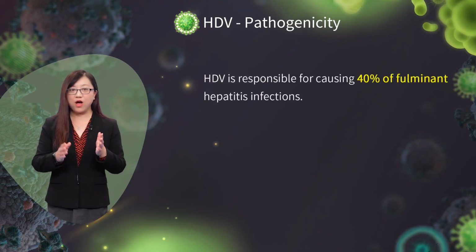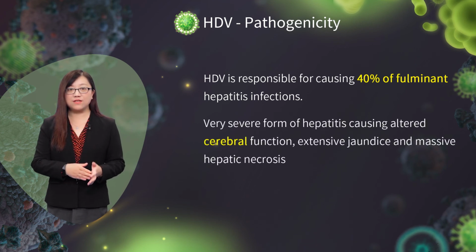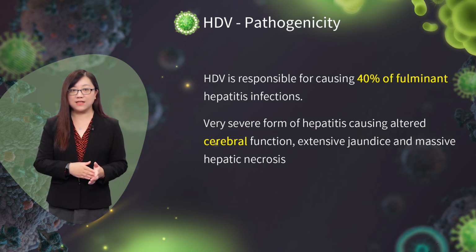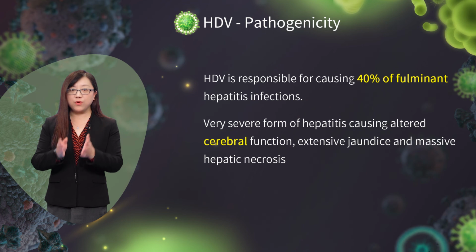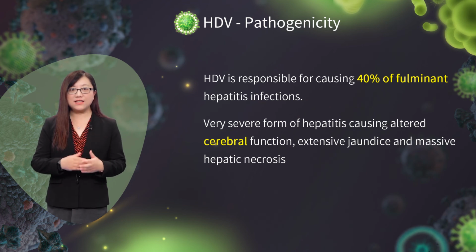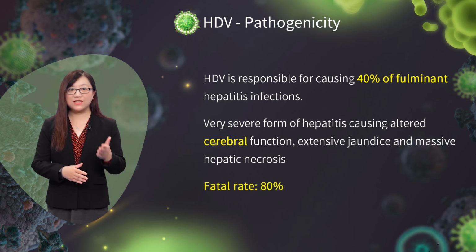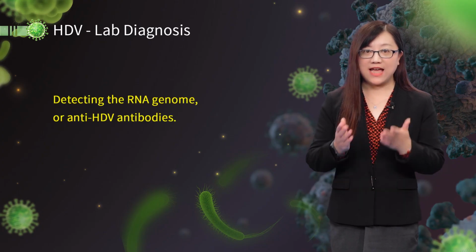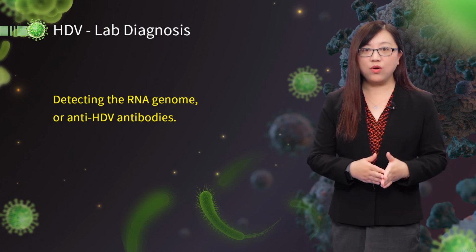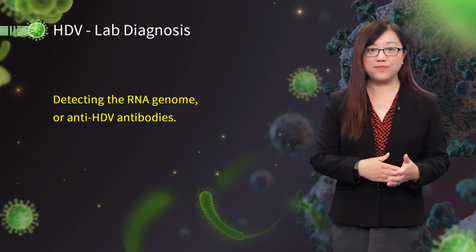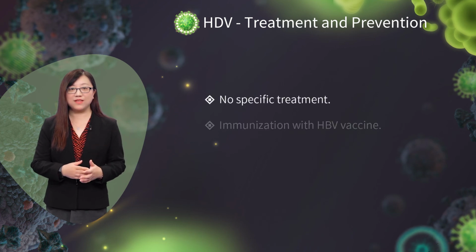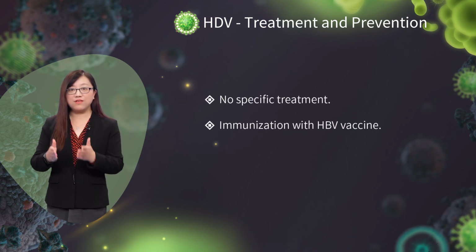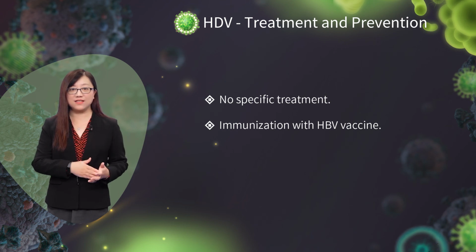HDV is responsible for causing 40% of fulminant hepatitis infections, which is a very severe form of hepatitis causing altered cerebral functions, extensive jaundice, and massive hepatic necrosis. Fatality rate is 80%. Lab tests include detecting the RNA genome or anti-HDV antibodies. No specific treatment. Immunization with HBV vaccine can prevent this disease.